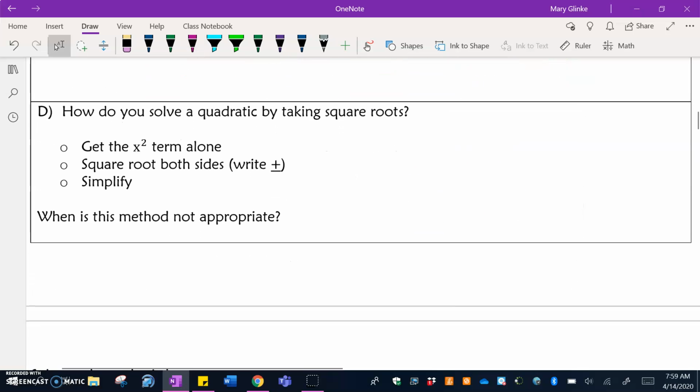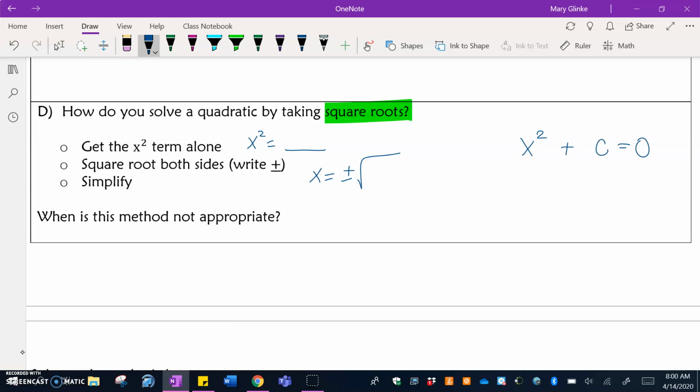The last one we learned was solving by taking square roots. You want to get the x squared term alone, so it's going to say x squared equals something. You square root both sides, so it's going to be plus or minus the square root of whatever that was, and you simplify. This method is very fast, but it does not always work. It only works when you have an x squared and a constant. So when is this method not appropriate? When there is an x term.